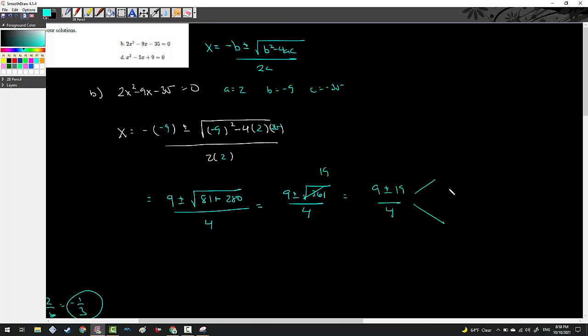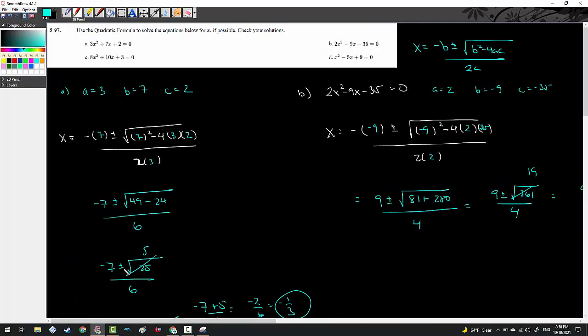So again, break them apart. 9 plus 19 over 4. 9 minus 19 over 4. So again, this is factorable because we were able to take the square root of the number inside and get something clean. So that's 28 over 4, which is 7. And this is negative 10 over 4, which is negative 5 halves. Cool. All right, let's keep on going with these here.